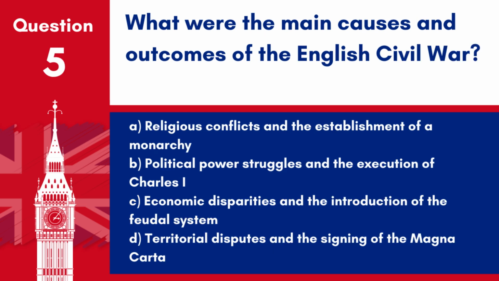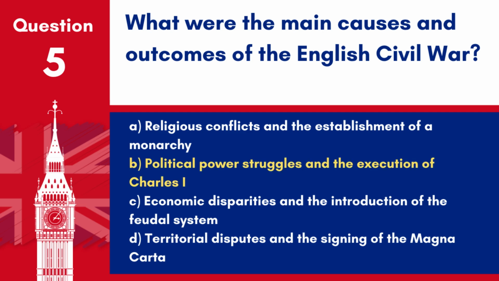Question 5. What were the main causes and outcomes of the English Civil War? A. Religious conflicts and the establishment of a monarchy. B. Political power struggles and the execution of Charles I. C. Economic disparities and the introduction of the feudal system. D. Territorial disputes and the signing of the Magna Carta.